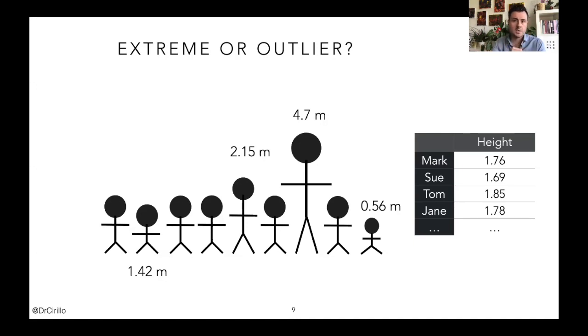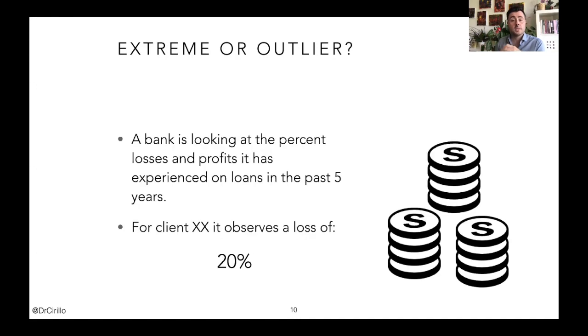Okay, so this is, for example, a way of looking at extremes and outliers if we consider the height of people. So let's consider a financial example now. As you can read on your screen, there is a bank that is looking at the percent losses and profits it has experienced on loans in the past 5 years. For a given client, double X, it observes a loss of 20%.